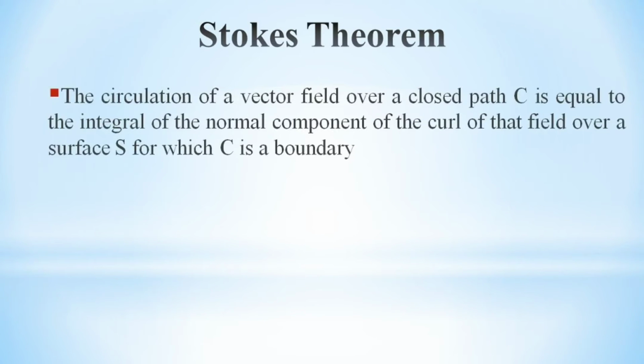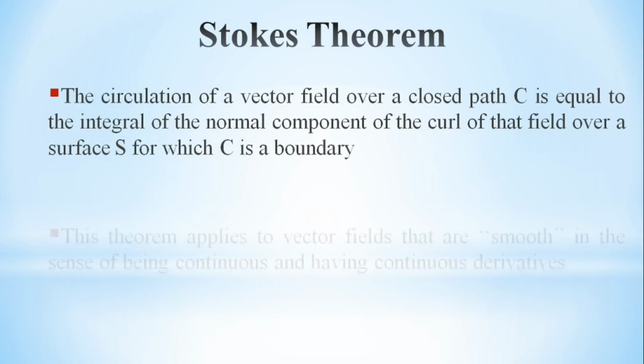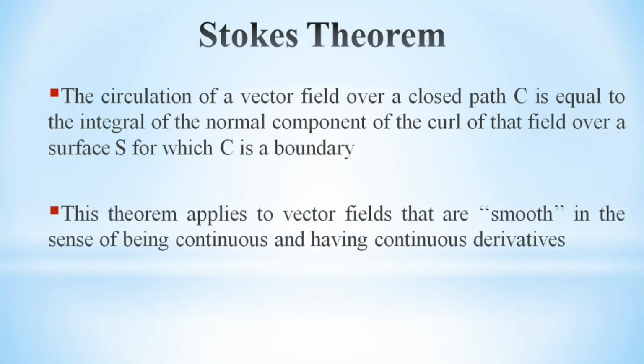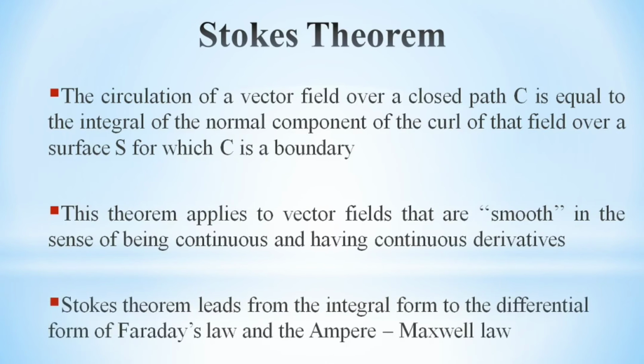The circulation of a vector field over a closed path C is equal to the integral of the normal component of the curl of that field over a surface S, for which C is a boundary. This theorem applies to vector fields that are smooth, in the sense of being continuous and having continuous derivatives. Stokes' theorem leads from the integral form to the differential form of Faraday's law and the Ampere-Maxwell law.